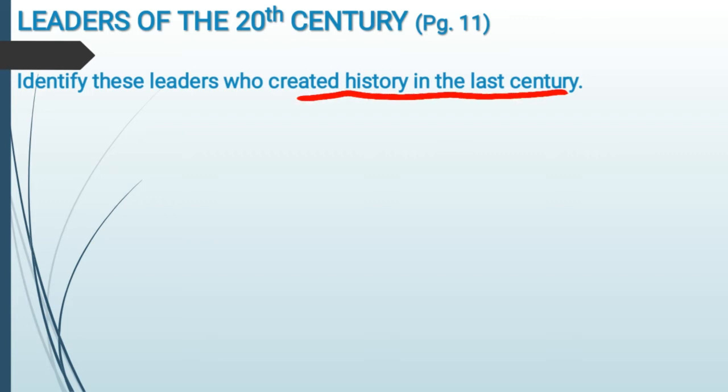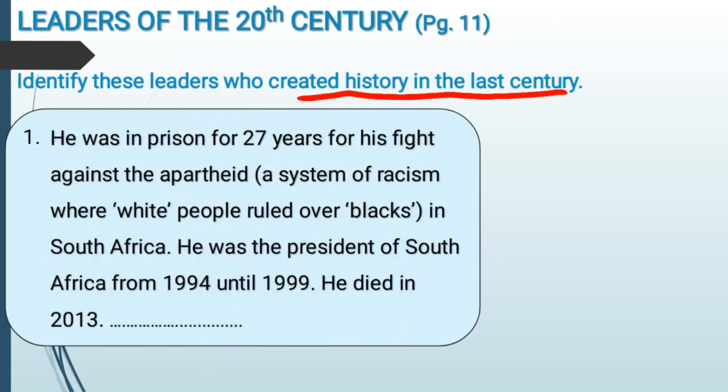So in the last century, there are some leaders who created history. They have done something very precious. Let's see what that is. First question: he was in prison for 27 years, so don't think anything negative. Now we read the answer why he was in prison for 27 years. For his fight against the apartheid.